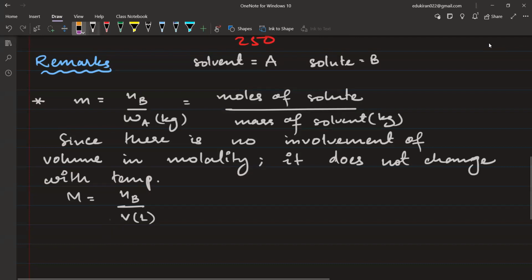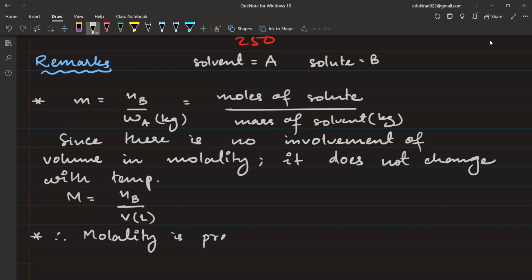Understood the difference between molality and molarity? Yes or no? Yes, guys, all of you understood this? Yes, sir. Okay. Therefore, molality is preferred over molarity.